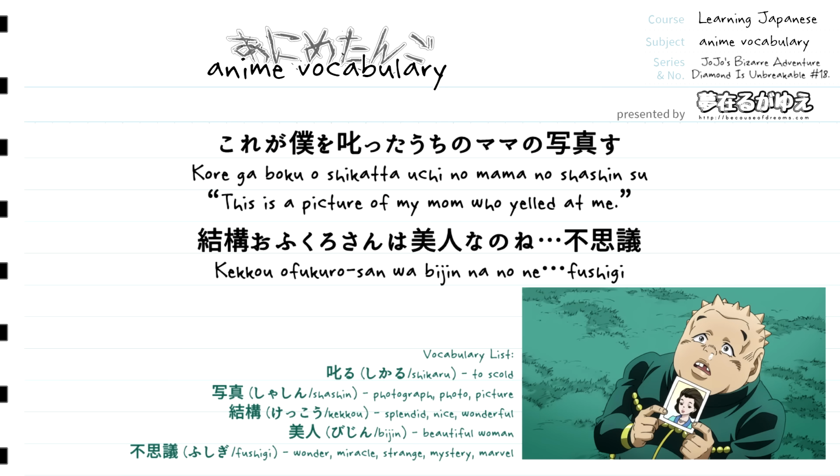And so we can basically see here how the sentence is split into parts. So first up we have これが, this is going to translate to this is. Then we have 僕を叱ったうちのママ, and this is going to translate to my mom who yelled at me. And then right after that we have no shashin, and so basically a picture of. And so yeah, it is that simple. The line is completely covered. We broke down everything, so hopefully the whole thing makes sense now.